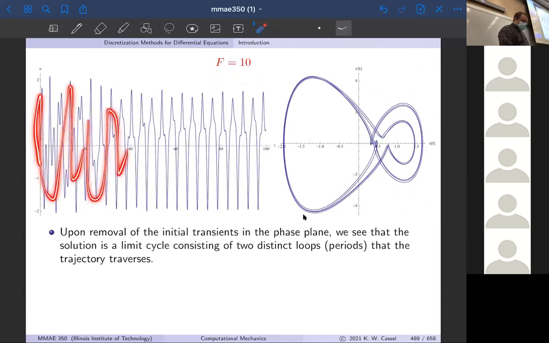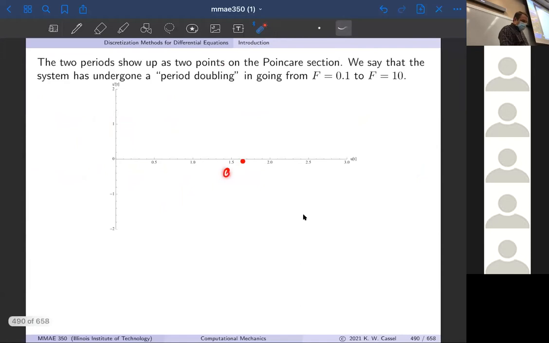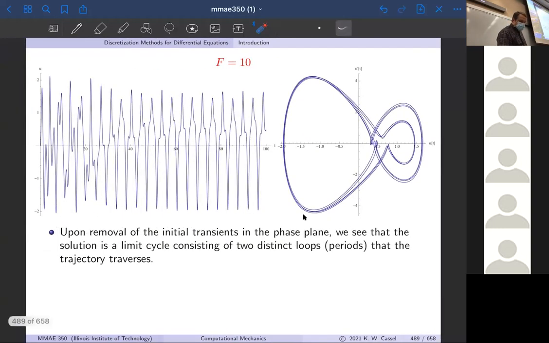If I plot U as a function of T, you'll notice again, after some period of time, it's a regular pattern. If I chop off this stuff at the beginning and just do my phase plane plot, you'll see it's got these two loops. So there's two periods embedded in the solution. It was one where F equals 0.1, and now with F equals 10, it's got two periods. If I do the Poincaré section, I now have two dots. As it comes around and I take a picture, it's either at this dot or this dot. And that corresponds to it being either on this loop or on this loop.